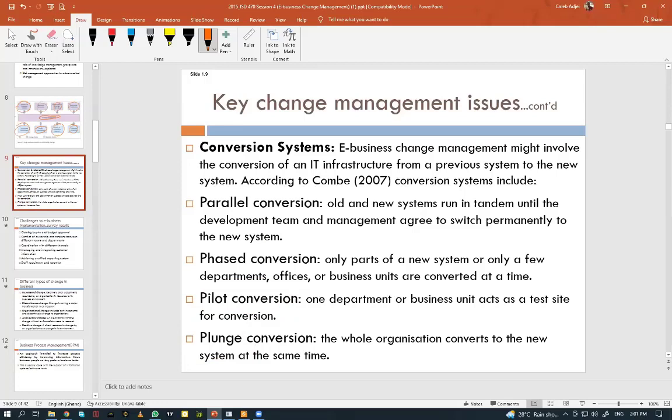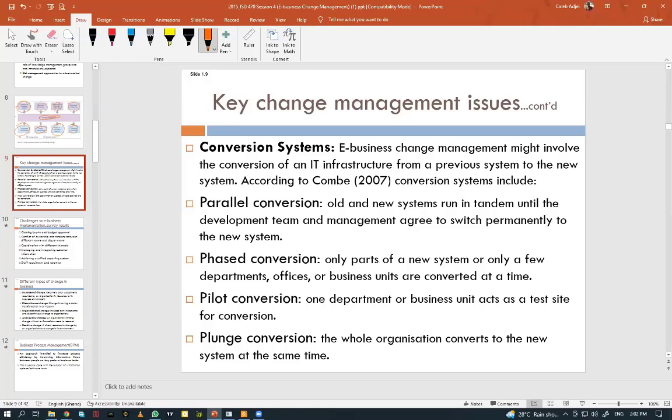The parallel conversion. That is, we have an old system and a new system that run in tandem, or side by side, until the development team and management agree to switch permanently to the new system. An example is when, here in Ghana, we were trying to introduce the new Ghana cedi. You realize that the old cedi and the new cedi were in circulation, and we were using both at the same time until we decided to finally switch completely from the old system to the new system. So we call it the parallel kind of conversion system.